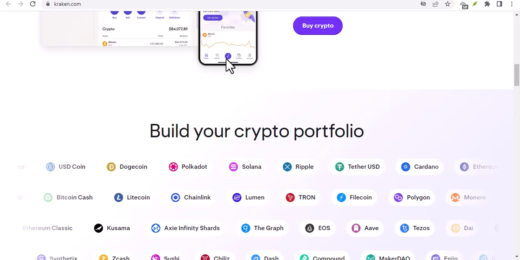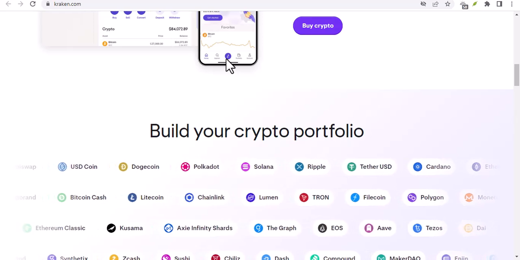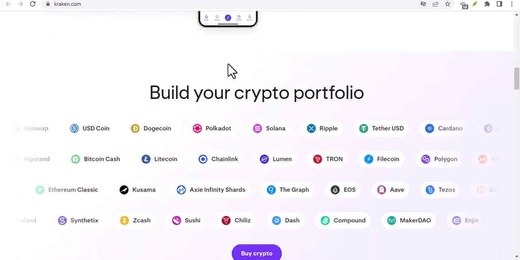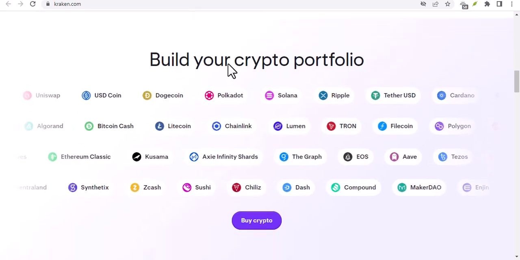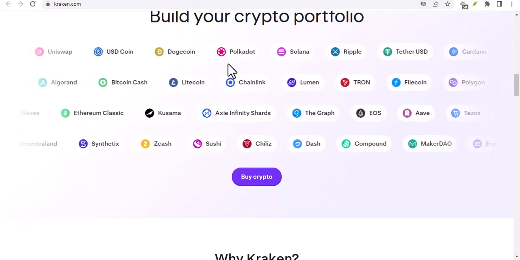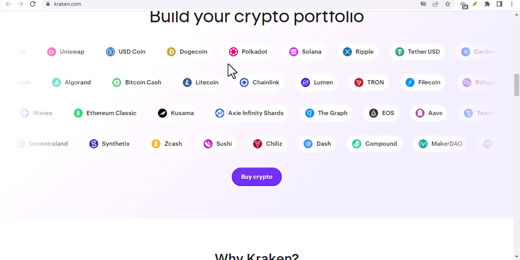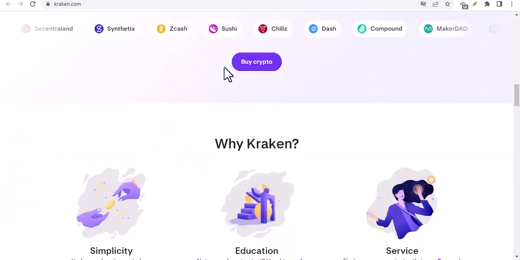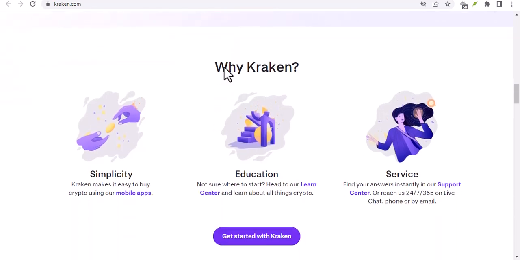Another reason why you might want to use Kraken is because it's a secure exchange. Kraken has a number of security measures in place to protect your assets, including two-factor authentication, cold storage, and encryption. Now that we've covered the basics of Kraken, let's get back to the question at hand. Can you use Kraken offline?